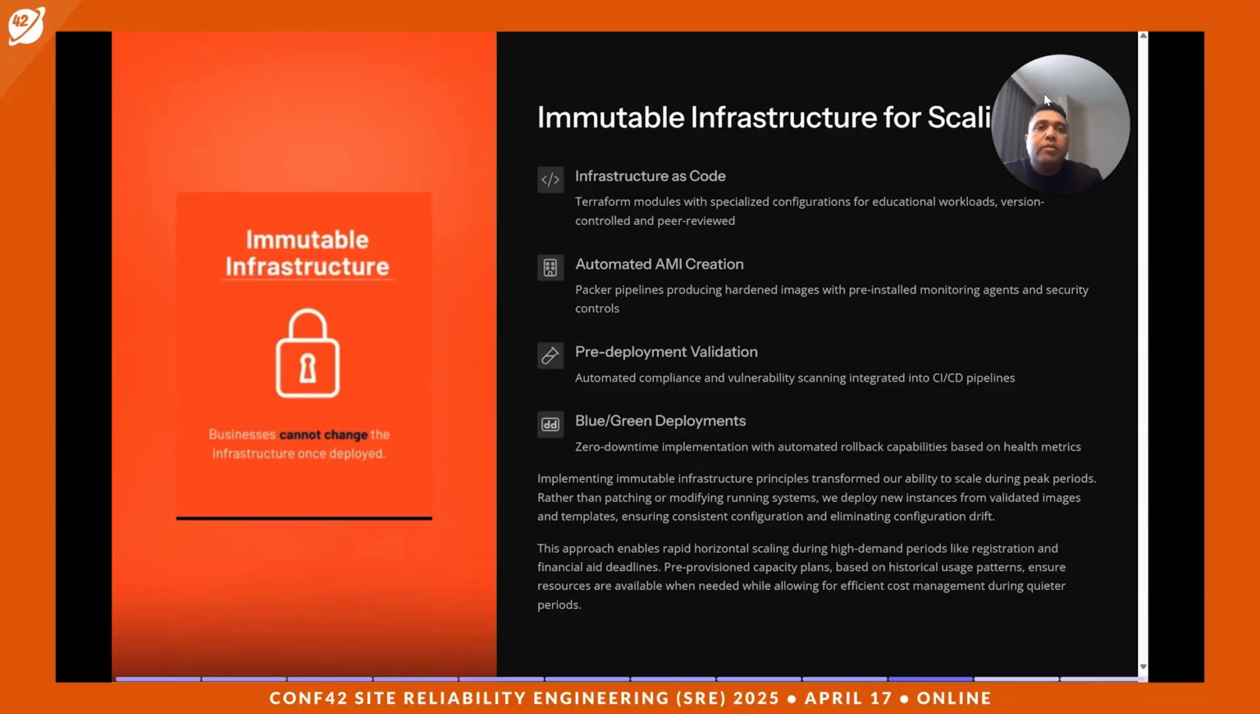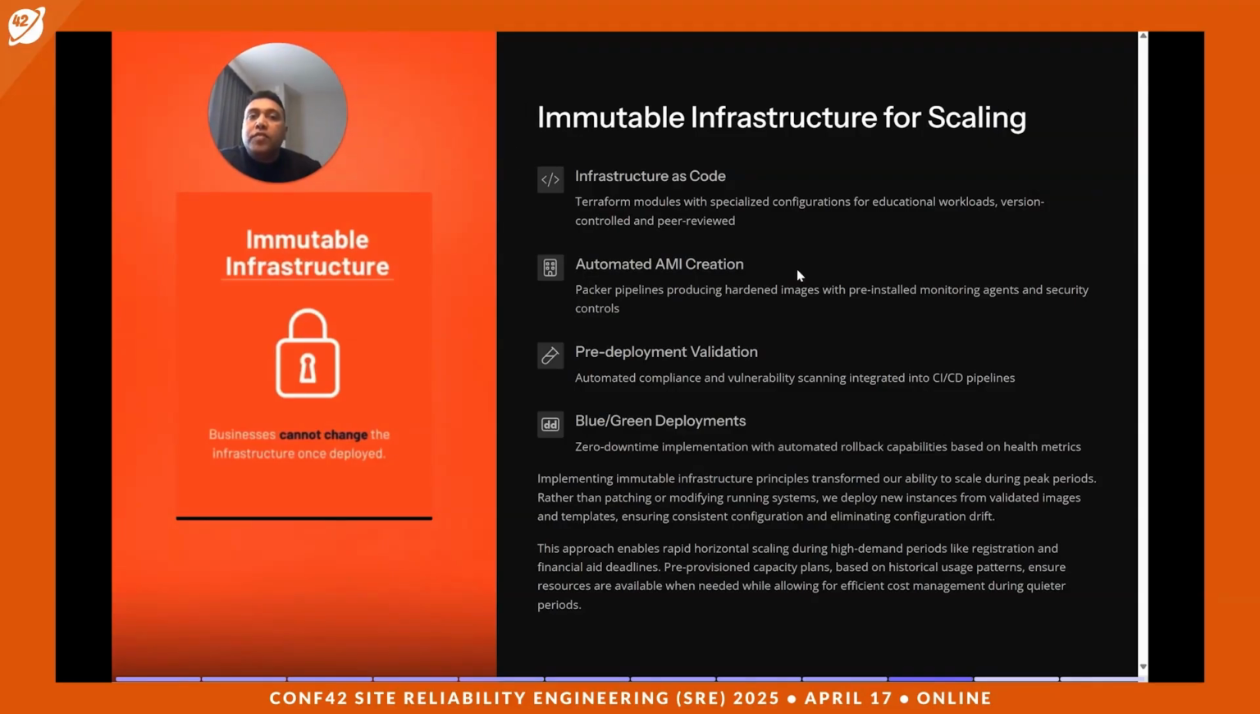Next, moving on to immutable infrastructure for scaling. Now, infrastructure as code: Terraform modules with specialized configurations for educational workloads, version control, and peer review, which is very critical for infrastructure as code. Now, automated AMI creation: Packer pipelines producing hardened images with pre-installed monitoring agents and security controls are very important. Pre-deployment validation: automated compliance and vulnerability scanning integrated into CI/CD, continuous integration and continuous deployment pipelines, are very important.